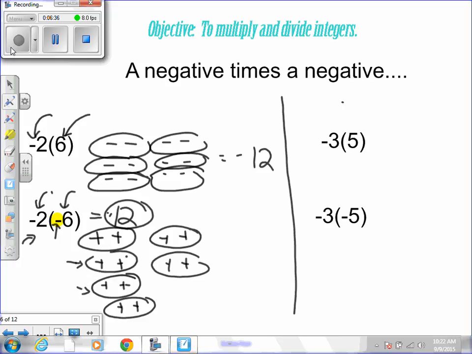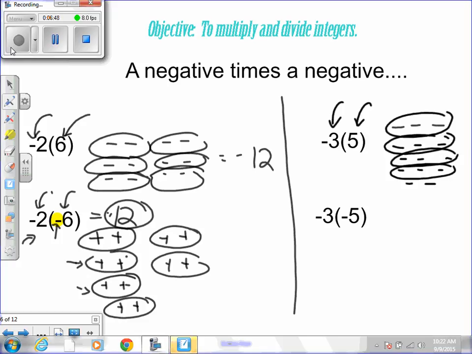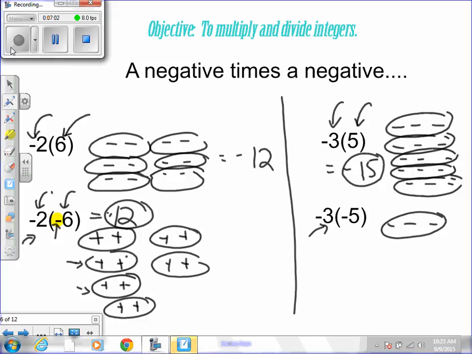All right, so I owe $3. How many people do I owe it to? 5. Or $3 from 5 different people. I need to change my ways, clearly. Start making some money instead of just borrowing it. Okay, so altogether, I owe $15. Owing money is negative. Now, let's move down to this example, and again, I owe $3. How many people do I owe $3 to? 5.